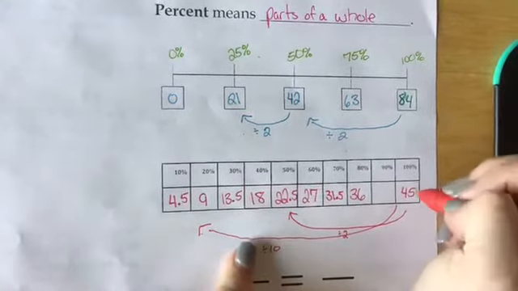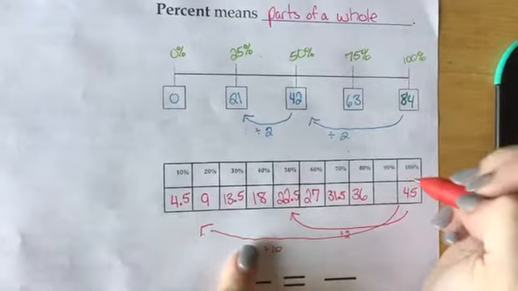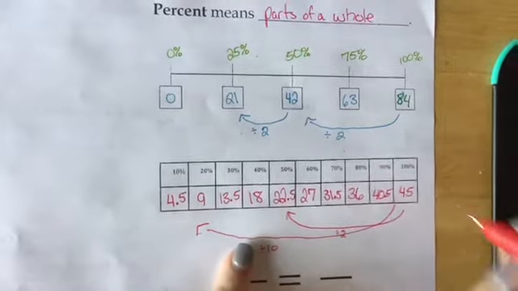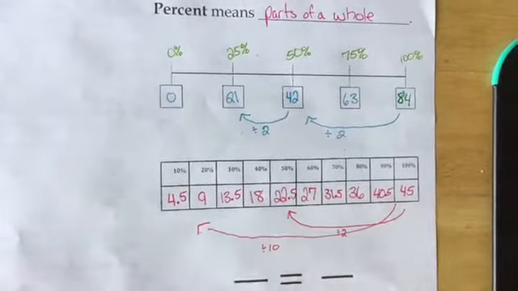You can do this a lot of ways, but the answer should always come out to 40.5, because 45 minus 4.5 is 40.5.